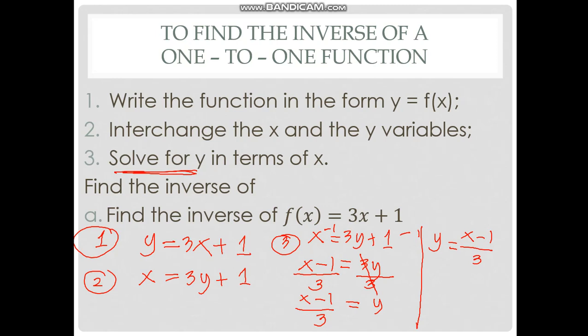To write the inverse of the function, you will just change y by the symbol or the notation of the inverse. So, inverse of f of x equals x minus 1 over 3. So, this is now the final answer. This is the inverse of 3x plus 1.